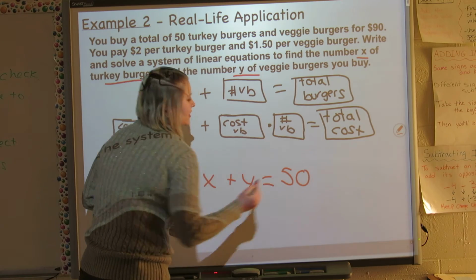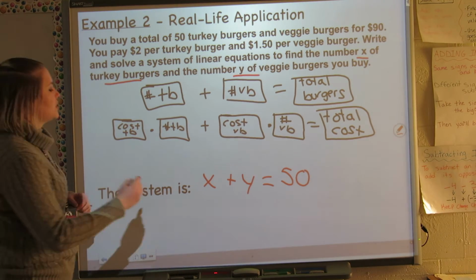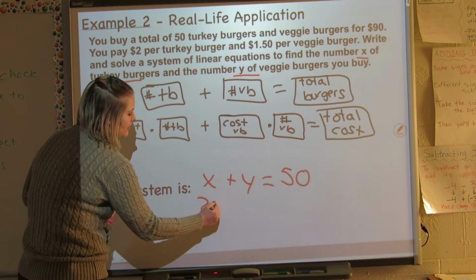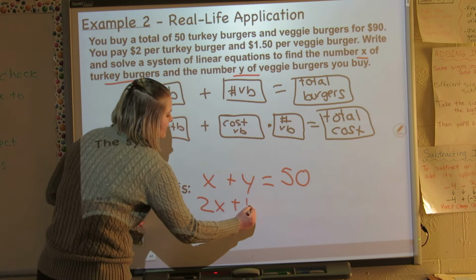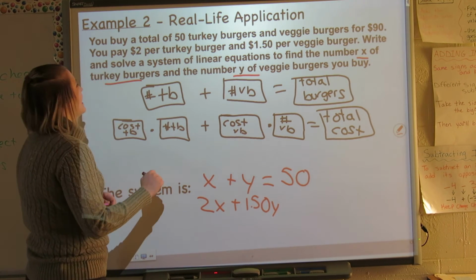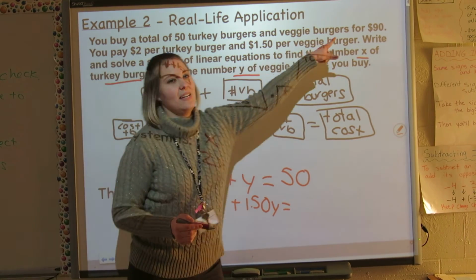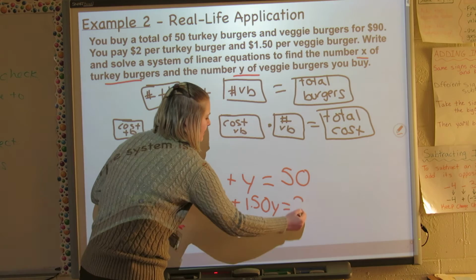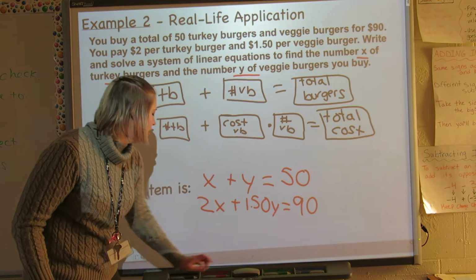So there's one equation. My second equation, the cost for a turkey burger is $2. X represents how many I'm buying, plus the cost for a veggie burger is $1.50. Y represents how many I'm buying, and I know that altogether, I spent $90. So now I have my system, now I can go ahead and solve.